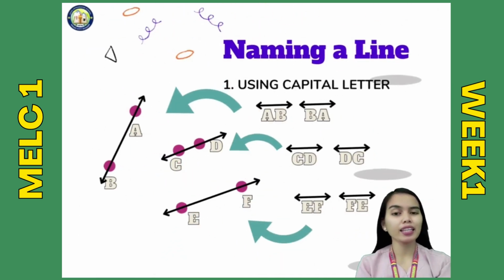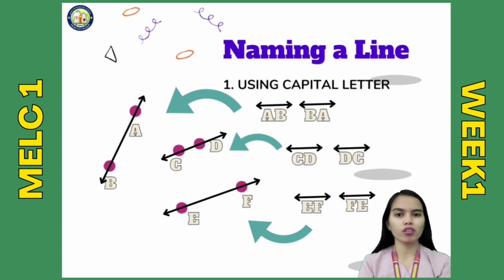So in naming a line, it is just the same as naming a point. As we can see on the screen, there are different lines with different points. On the line, there are 2 points, and those points would be the name of your line. So on the screen, we have 3 different lines. What are their names? For the first line, we have line AB, or it can be written as line BA. For the second line, we have line CD or line DC. And the third line is line EF or line FE.